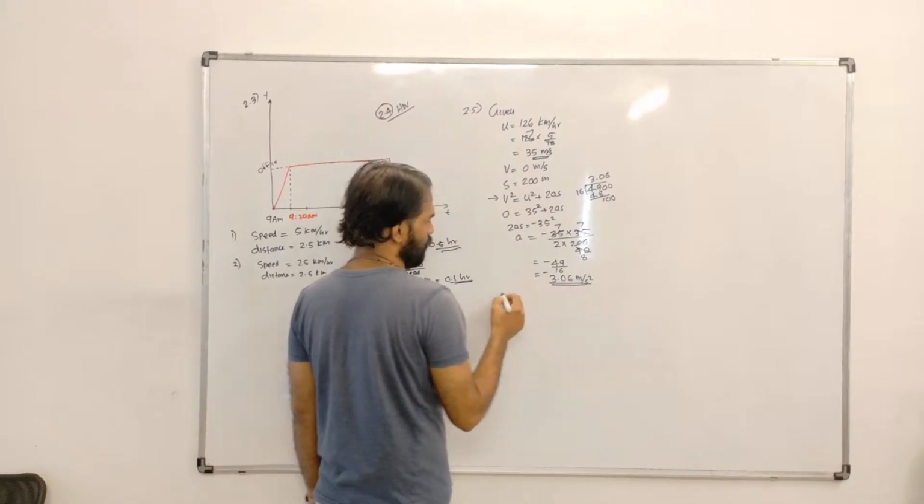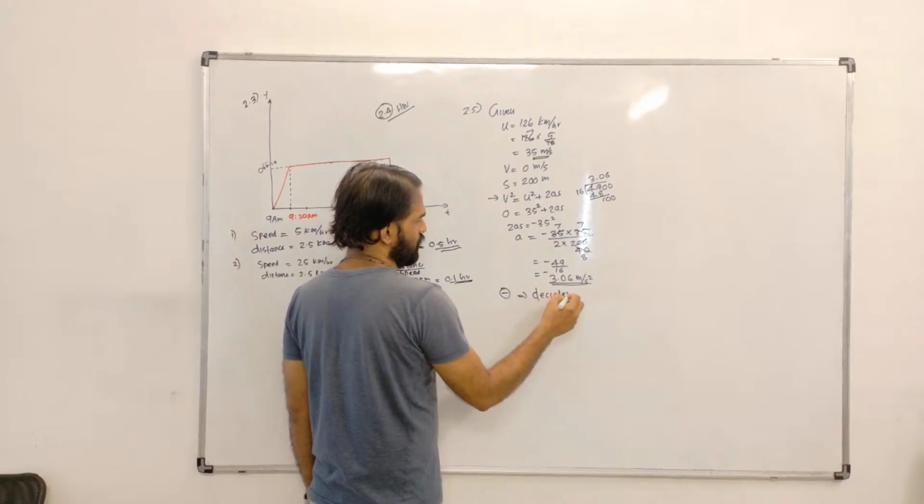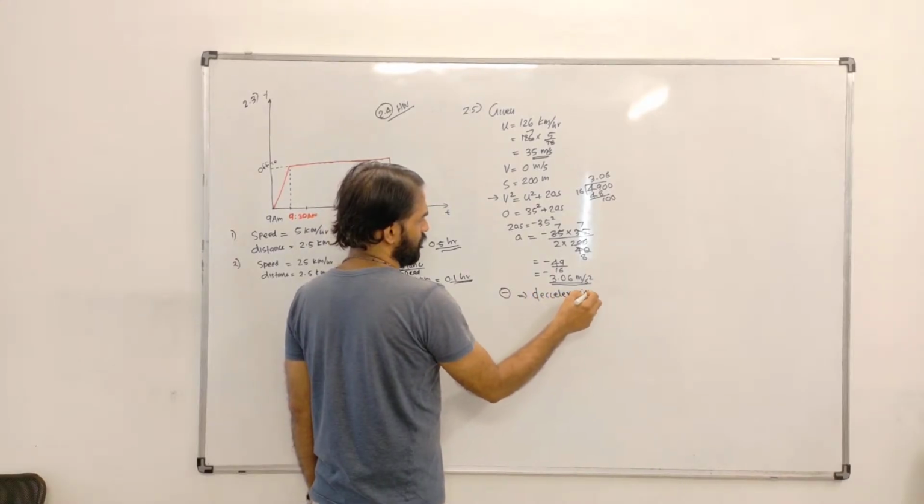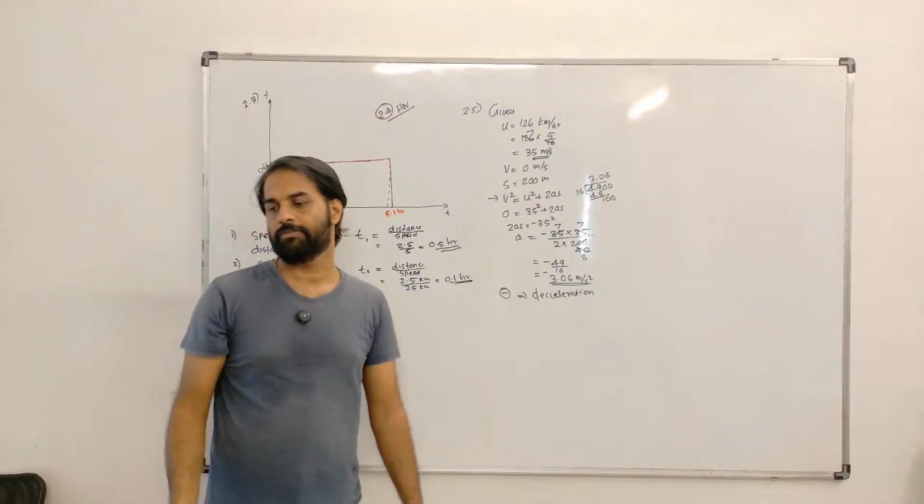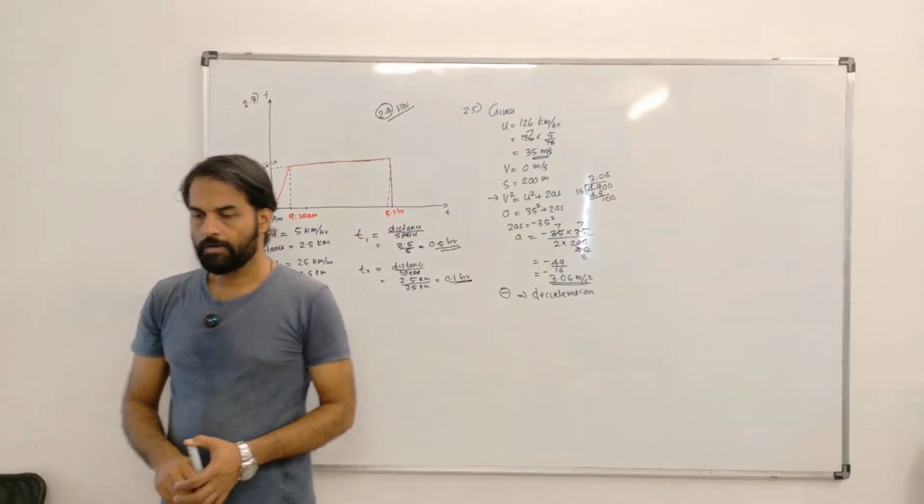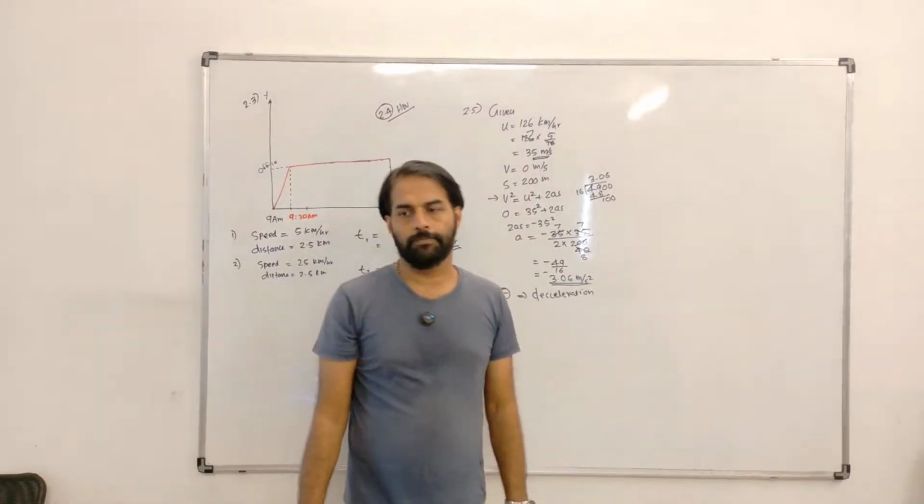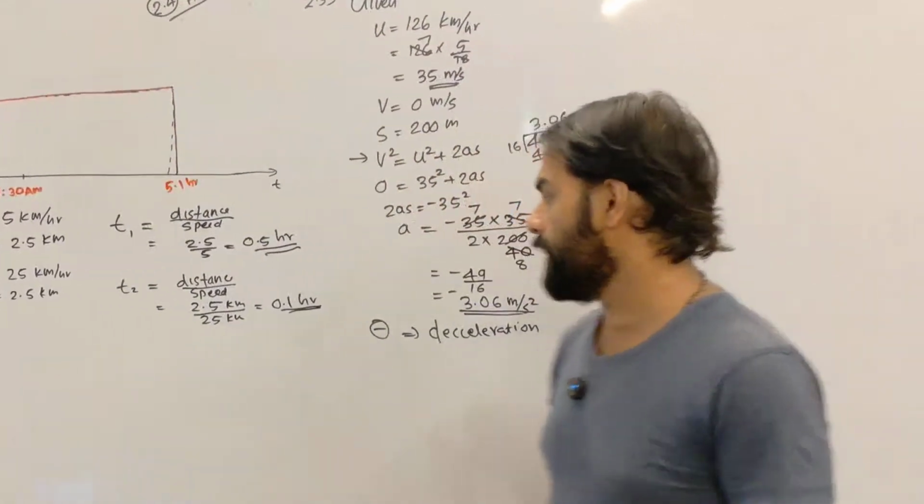What does the negative represent? This is not acceleration, this is deceleration happening over there. Our speed is decreasing, so deceleration is happening. Understood?